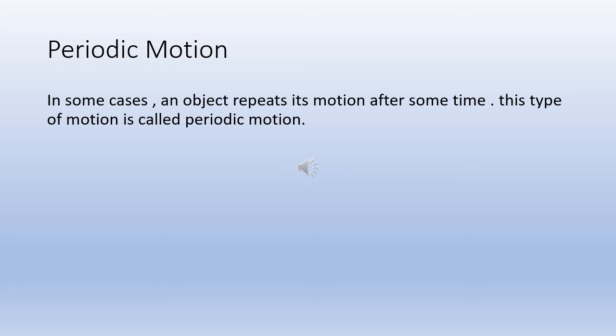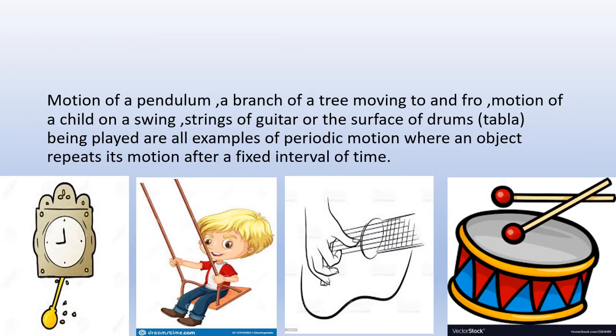In some cases, an object repeats its motion after some time. This type of motion is called periodic motion. Motion of a pendulum, a branch of a tree moving to and fro, motion of a child on a swing, strings of a guitar or the surface of drums or tabla being played are all examples of periodic motion, where an object repeats its motion after a fixed interval of time.